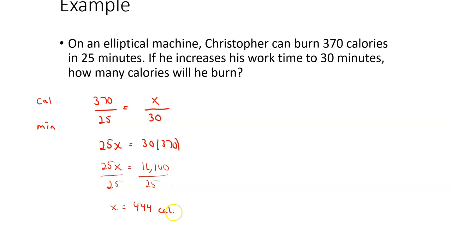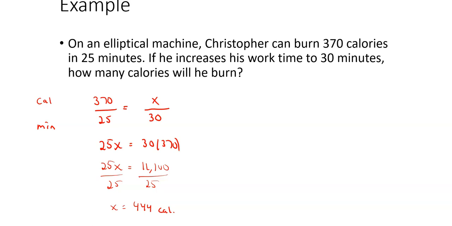And then I just check to see if my answer makes sense, right? If you can burn 370 in 25 minutes, then increasing the number of minutes by a little bit should increase the number of calories by a little bit. If you get an answer like 7,000, that's probably wishful thinking, but not realistic. Go back and check your work. If your number of calories went down, then I got bad news for Chris that the more he works out, the fewer calories he burns. That doesn't make sense either.